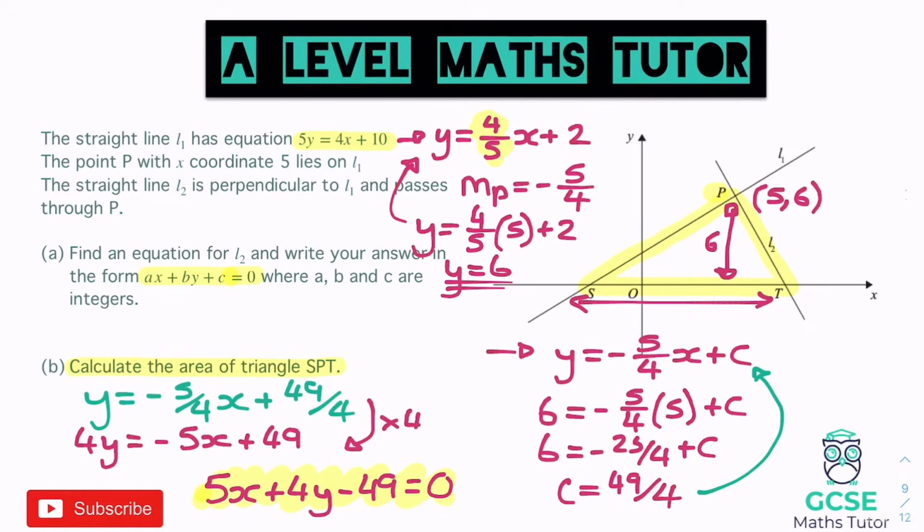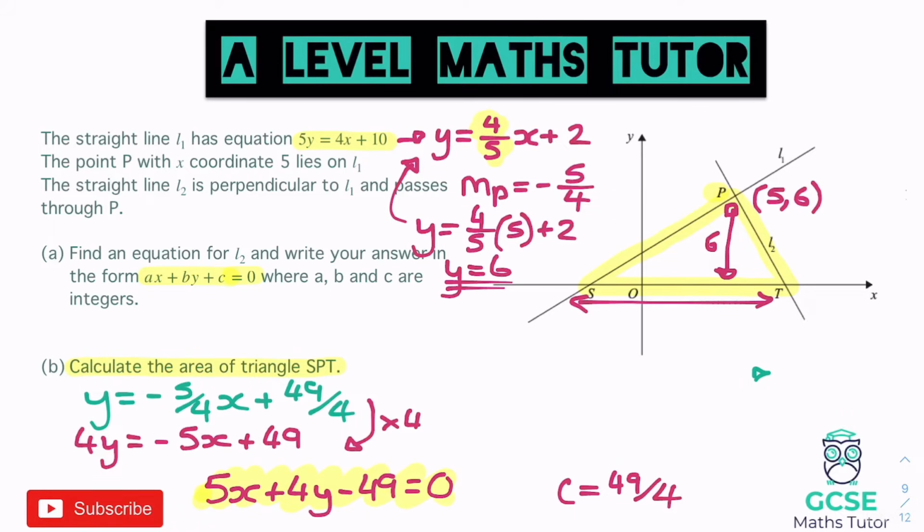All we need to work out is the length of the base, and then we can do half base times height. Now, if we have a think about this, we just need to think about the coordinates that we're looking for. So if we get rid of some of this working out, we can have a look at those two coordinates. Now, if we need to figure them out, we have the equations of both of their lines. We know that the equation of line 1 is up there, y equals 4/5 x plus 2. And the equation of the second line we've worked out, y equals negative 5/4 x plus 49/4.